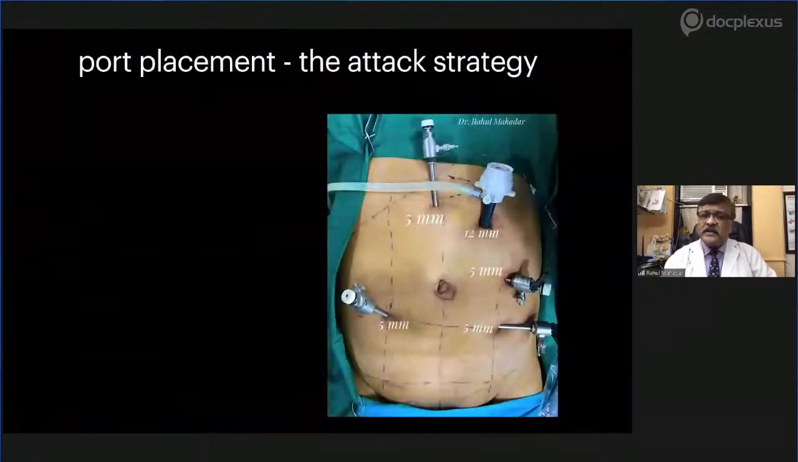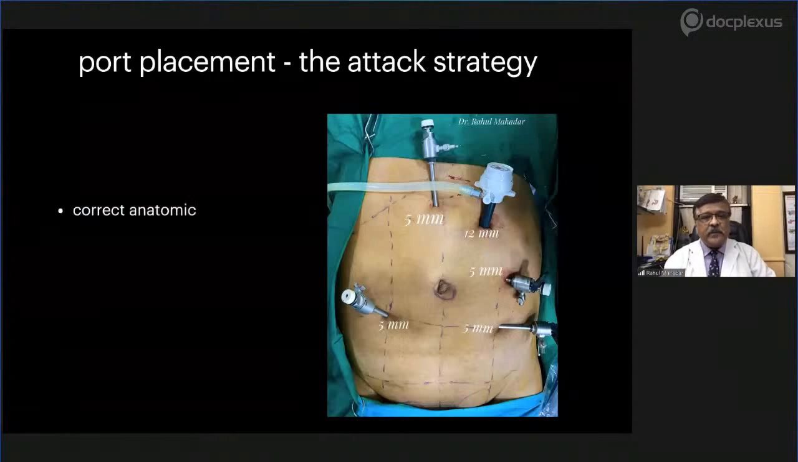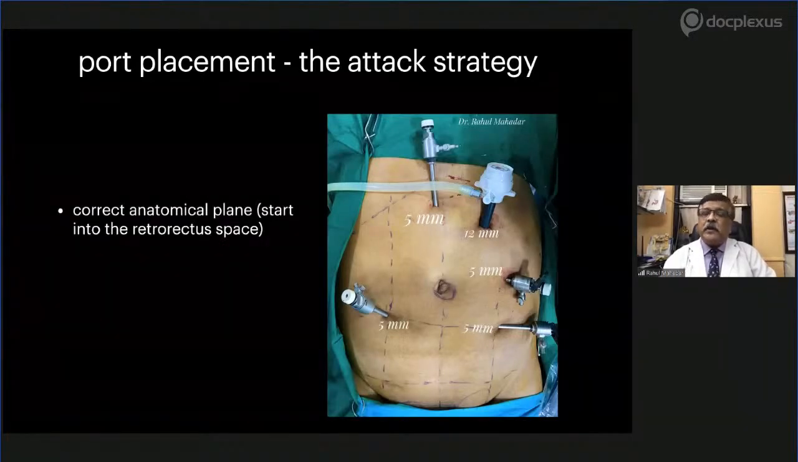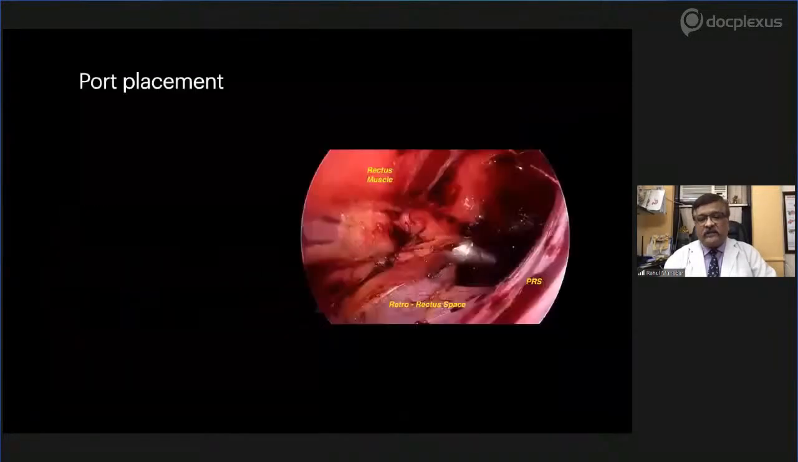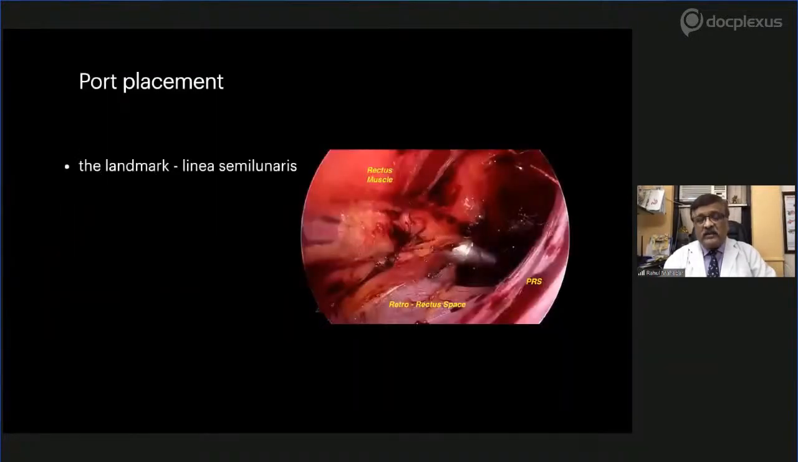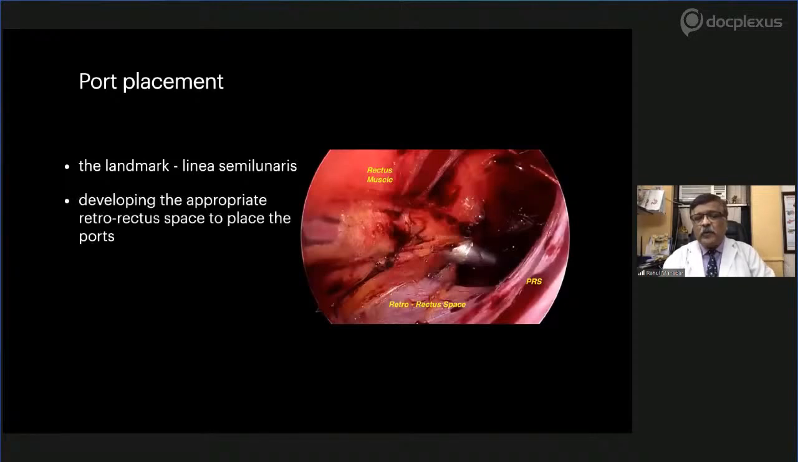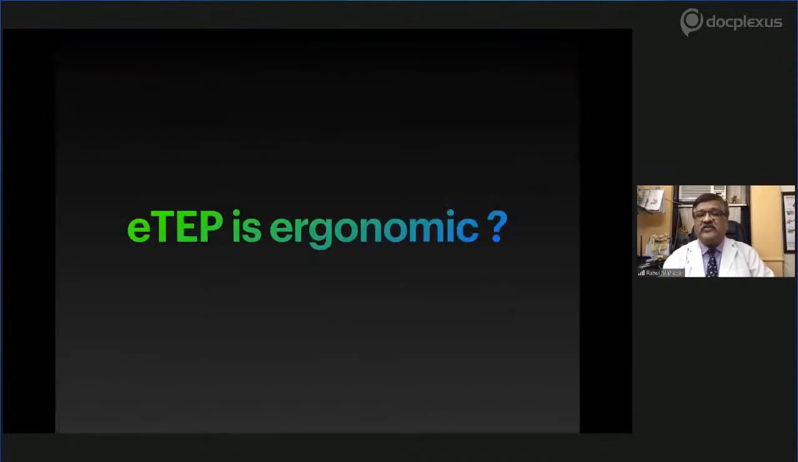Now, port placement is the attack strategy for E-TEP repair. The correct anatomical plane is to start in the retrorectus space and respect the angulation principle, and it allows the best approach to the defect. For port placement, the landmark is the linea semilunaris, the lateral border of the rectus muscle, and developing an appropriate retrorectus space to place the subsequent ports allows the best approach to the defect as well as for the dissection.